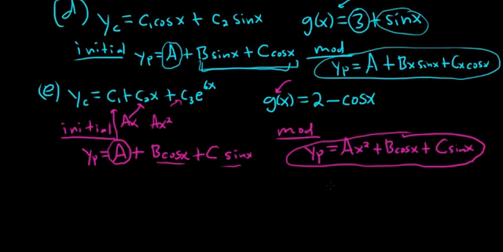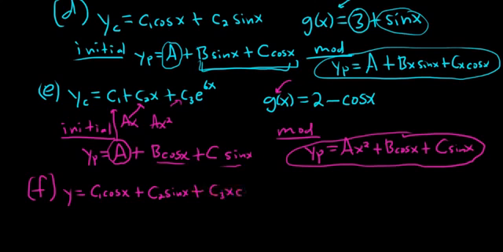Let's do another one. A, B, C, D, E, F. How about this one? Y equals c1 cosine x plus c2 sine x plus c3x cosine x plus c4 x sine x. That's our y sub c. And then the right-hand side of our DE is g of x equals (x minus 1) quantity squared.